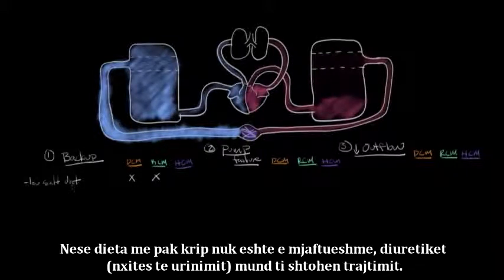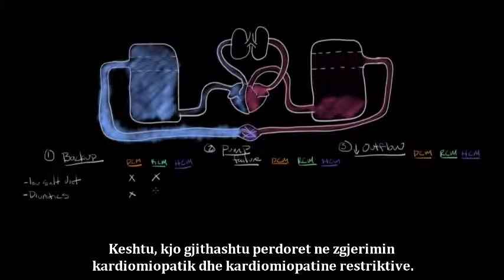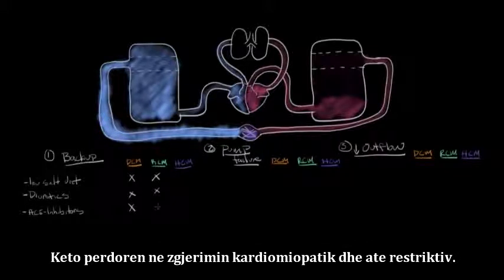If a low-salt diet is not sufficient, diuretics can be added to the treatment regimen. Diuretics have the same effect, but they're more efficient at decreasing this backed-up blood flow, and so that's also used in dilated cardiomyopathy and restrictive cardiomyopathy. The last medication I want to mention here for treating the backup are ACE inhibitors. They are also used in dilated cardiomyopathy and restrictive cardiomyopathy.